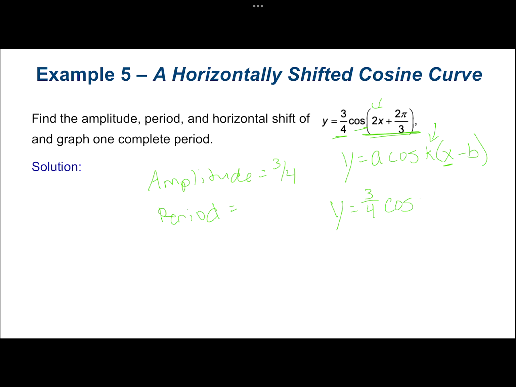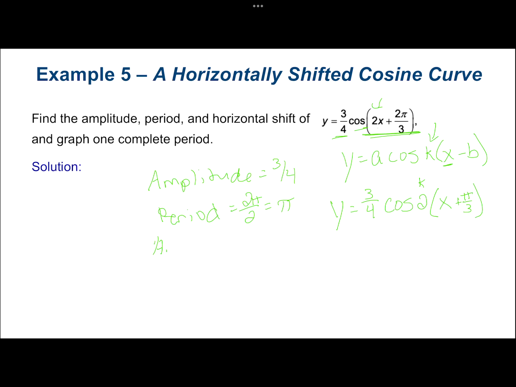Cosine, I'm going to factor this 2 out. So I factor it out here, I'm left with an x. If I factor the 2 out here, then I'm left with pi over 3. The 2 on top goes away. So now I know what my k is right here. Sometimes you're going to have to rewrite your function. So now my period is 2 pi over 2, which is pi.